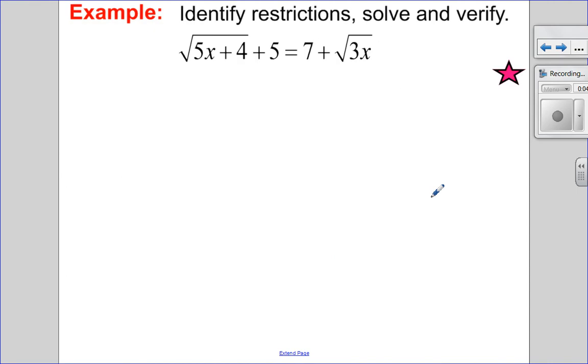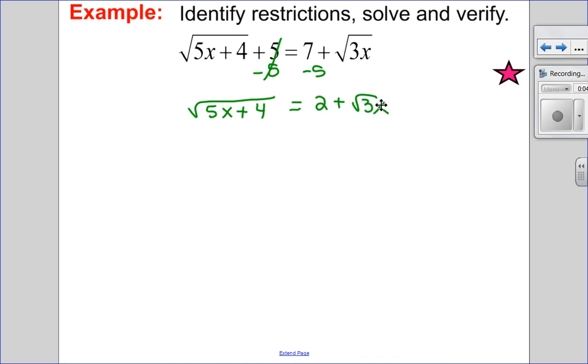So let's try this one here. We're going to do the restrictions and then we're going to solve. So I'm going to isolate my root. I'm going to isolate this because it's a binomial root. I want to get rid of that one right away. So I'm going to subtract 5 from both sides. And don't worry if you chose the other one, that's okay. We're going to get there, maybe not the same way, but we'll have the same answer. 7 take away 5 is 2 plus root 3x.